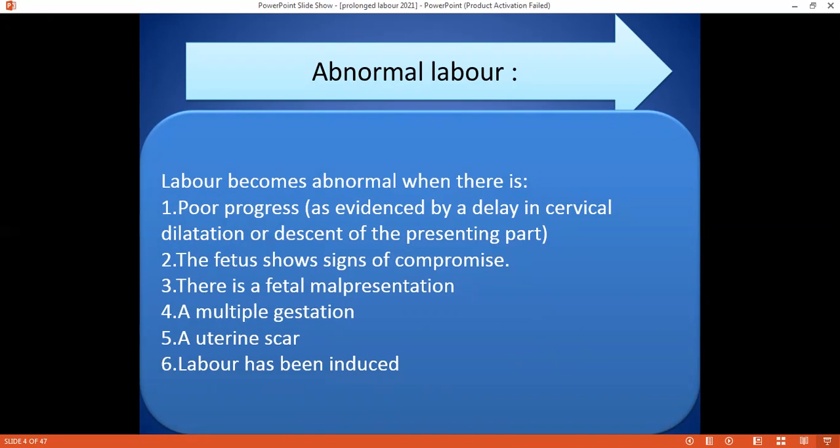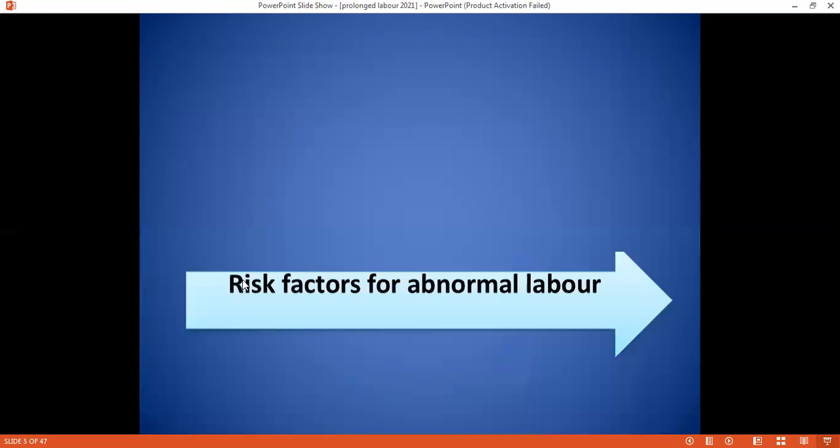Multiple gestation, twin, uterine scar. The patient has a previous cesarean section and now she is in labor, and the labor has been induced, not spontaneous onset labor. All these are considered as abnormal labor.